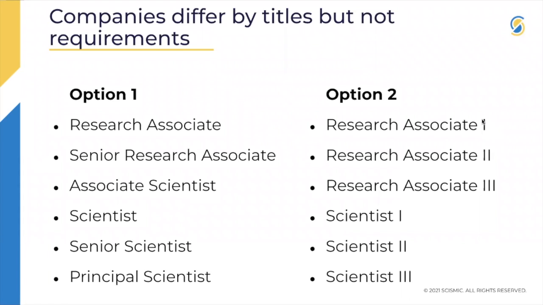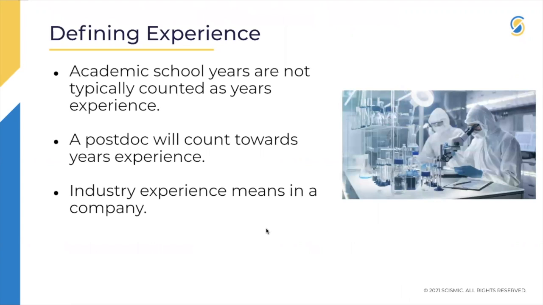Versus others, I've seen them numerically ordered from research associate 1 to 3 and scientist 1 through 3. But you should see these as roughly equivalent in the degree level that they're looking for and the experience level that they're looking for. I mentioned that as you progress up the career ladder, experience is going to be one of the big determining factors. And industry is also fairly particular about what they count as experience.